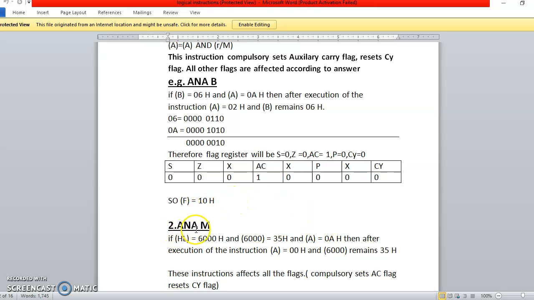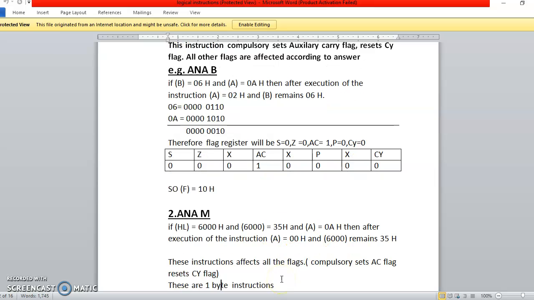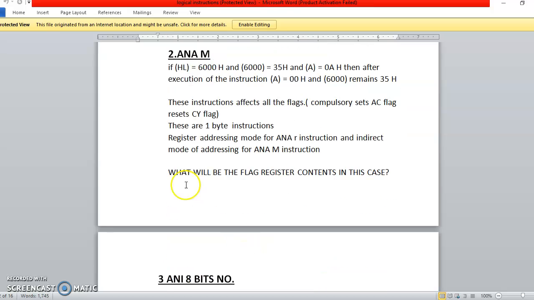Similarly, when you say ANA M, the memory contents will be ANDed with the accumulator. Now when do you talk about M? The address must be in the HL register pair. So if HL register has 6000, this 6000 will act as an address, and the contents of this 6000 are 35. So M represents 35, and suppose A is 0A, then after the ANA instruction we will find that A becomes 00. Now we will have to see what can be the flag register contents. So think about it and find out what the flag register contents will be.